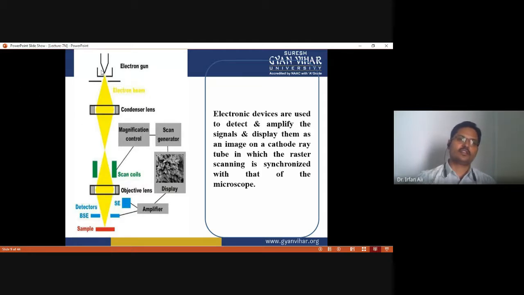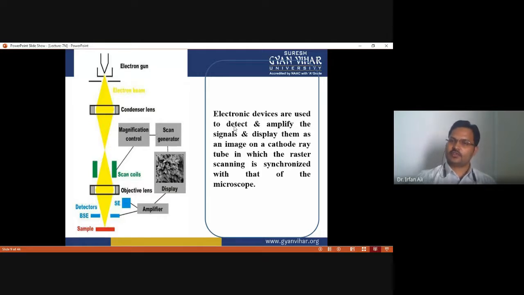So this is the electron gun, by which the electron beam is generated, and this is the condenser lens, and this is the magnification control, three scale files, and this is the objective lens, and this is the amplifier, and this is the sample, and finally on the display we have to obtain the electronic image.